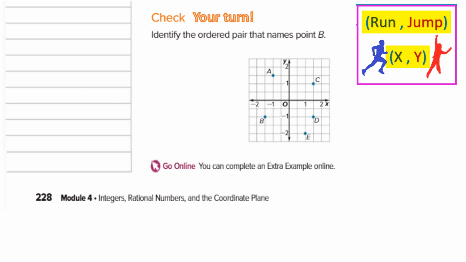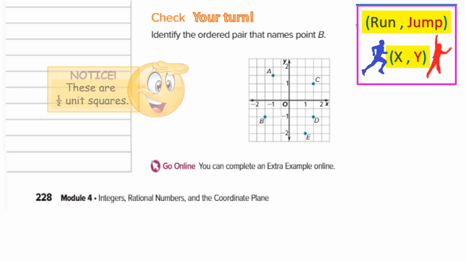All right, so I would like you to look at B, see if you can figure out the ordered pair for those, keeping in mind that these are still going to be half units. Figure out what the ordered pair is, come back and check your work.